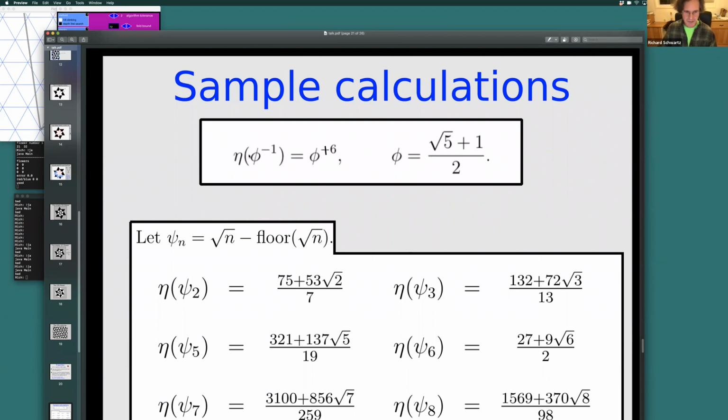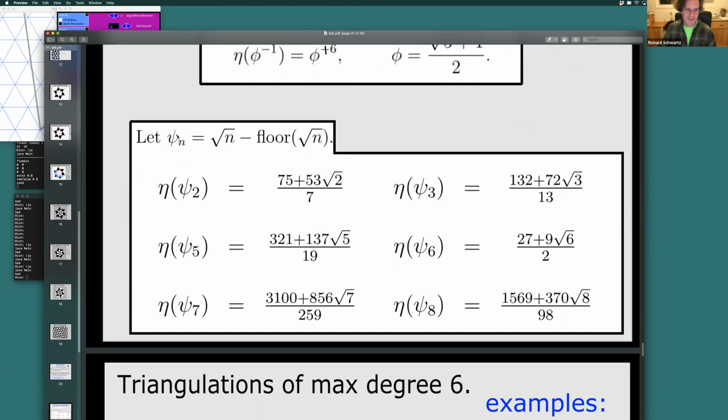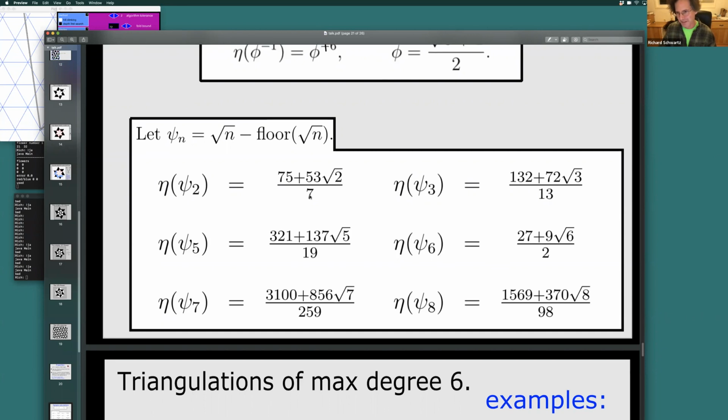The number of fold lines squared over the number of triangles should be asymptotically greater than the golden ratio to the 6th. That's my conjecture. So I did some numerical experiments, and if you take root n minus the floor of root n, that will give you a number between 0 and 1. And I computed this isoparametric ratio. It always is a number that's in the same quadratic field as root n. But I don't know much about these numbers. Anyway, maybe they don't mean anything.